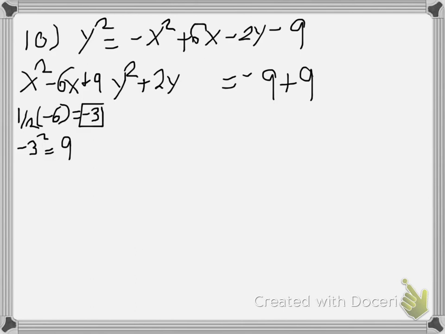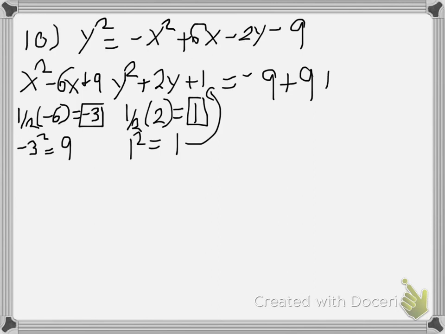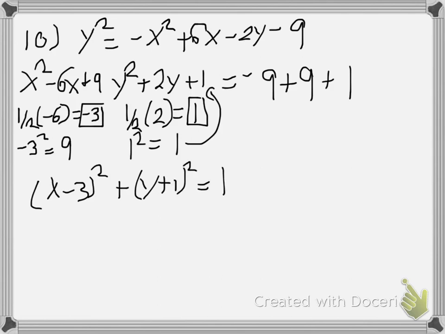Okay. Then I have 1/2 times 2, and that's 1. 1 squared is equal to 1, so that goes in here. So I'm going to add 1. So now what's my final answer? I've got x minus 3 squared plus y plus 1 squared equals 1. So the center of this circle is negative 1, and the radius is 1.